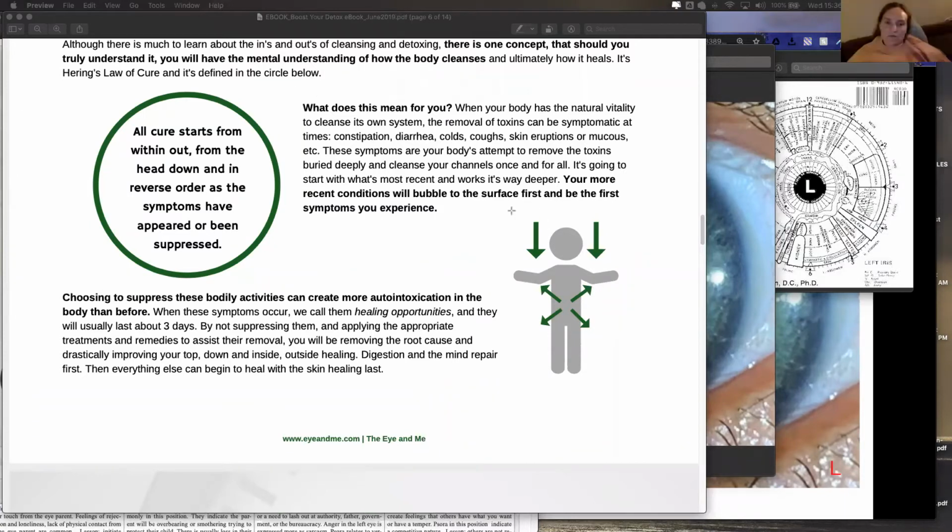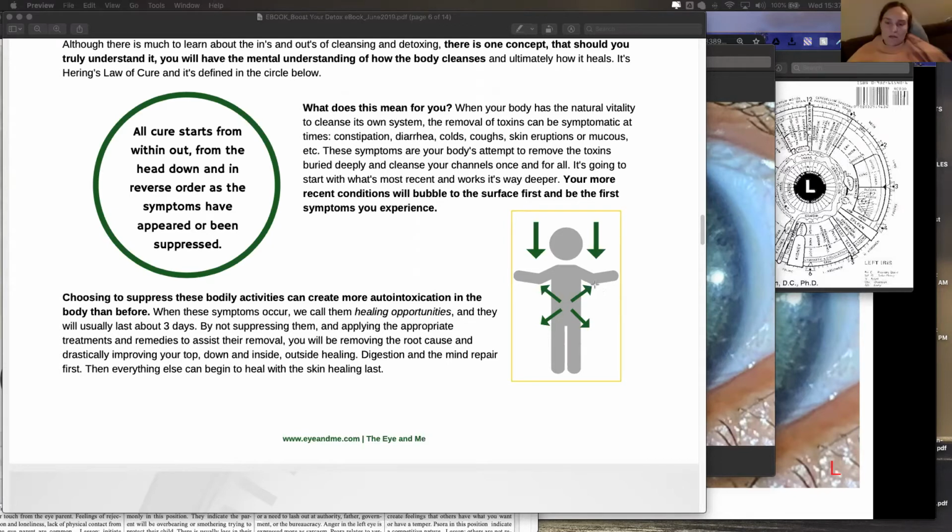So if we look at this little diagram here with this little guy, healing starts from top down and inside out. So that's the first part of this. In order for an organism, a human being, to heal, we have to heal with our minds, especially this connector constitution, and we have to heal the digestion first.